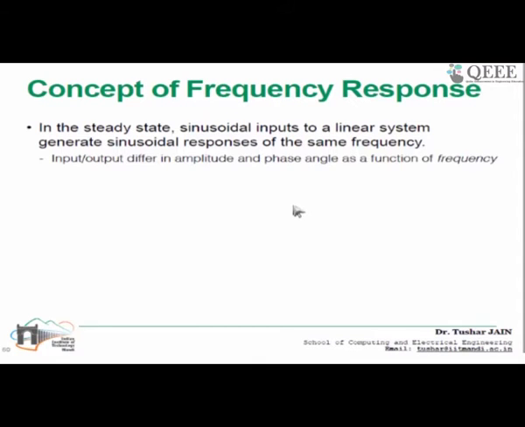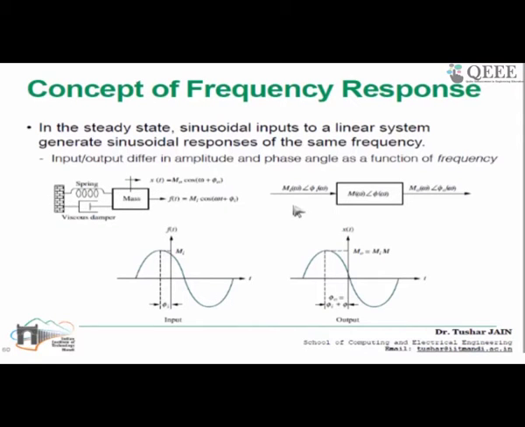What differs between the input and output is basically the magnitude and the phase angle, which are functions of frequency. In this figure we have a basic mass-spring-damper system, where the spring is in parallel with the damper and a mass is attached to it. If we apply an input force which is a sinusoidal function with frequency omega and phase angle phi i, then if you start modeling the system, it appears as a second order system.